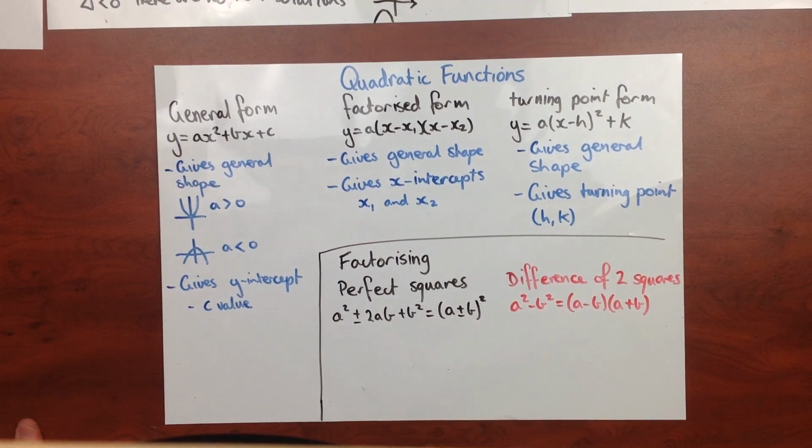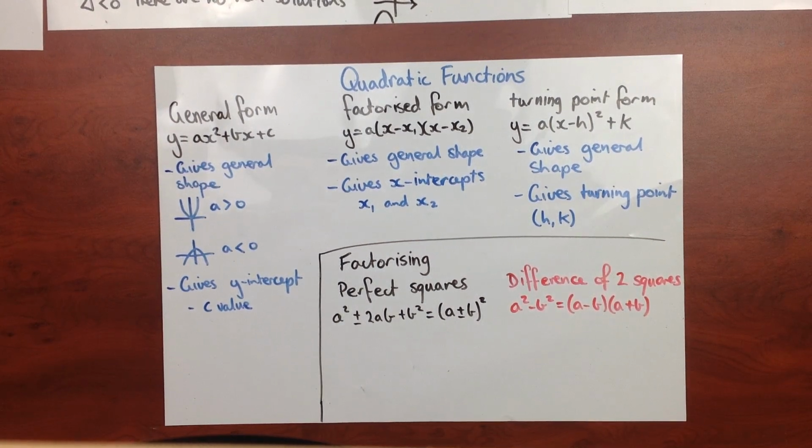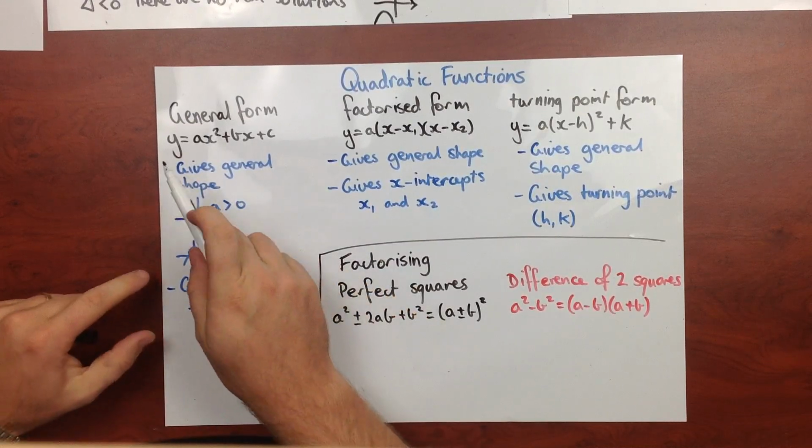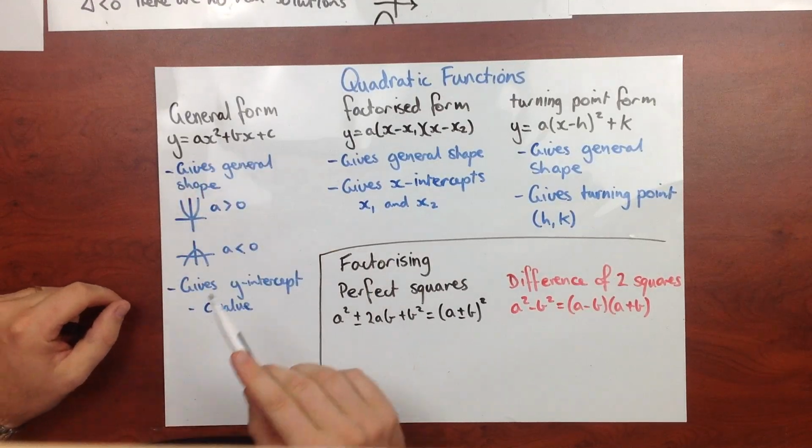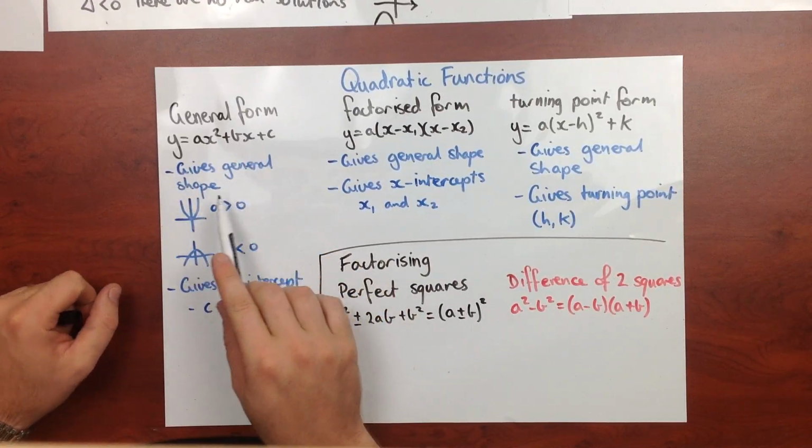Okay, in this tutorial we're having a look at quadratic functions. We've got three main forms that we can have our quadratic functions in. That's the general form, where we say it's y equals ax squared plus bx plus c. And this one's good because it gives us the general shape.